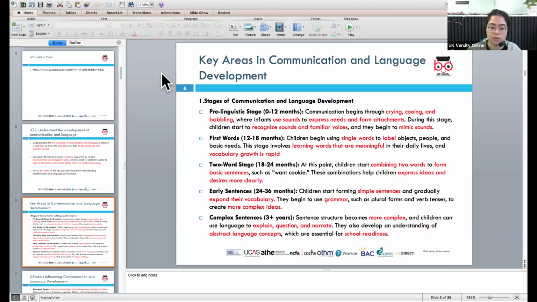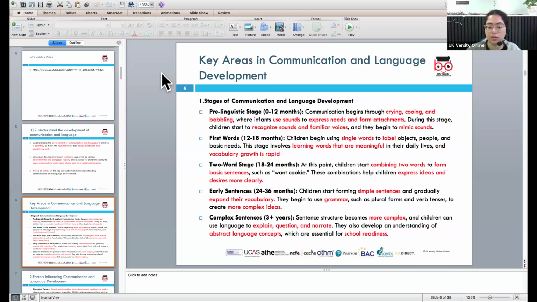Then the first words start happening, from 12 to 18 months. Children begin using single words to label objects, people, and basic needs. This stage involves learning words that are meaningful in their daily lives, and vocabulary growth is rapid. That's how they start learning words like water, car, TV, food, or mama. That's how they start labeling objects, people, and their basic needs. And this is when single words start coming in.